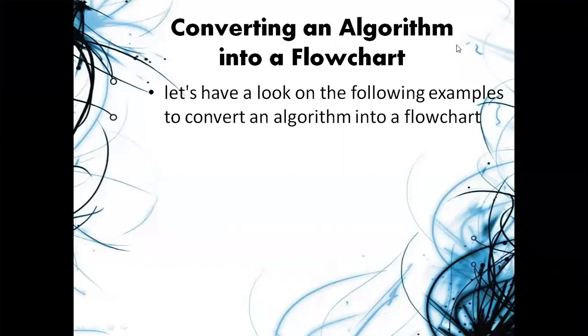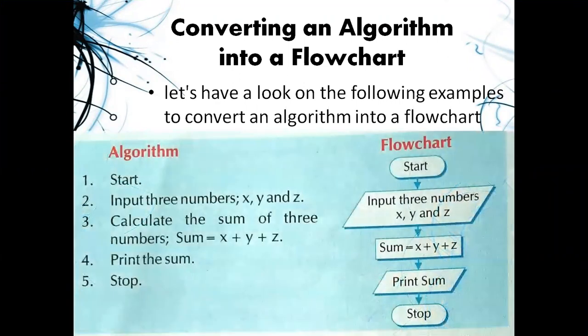Now we will move to the last part of the lesson, that is converting an algorithm into a flowchart. Already we have taken one example. Here we are going to take more examples of how to convert an algorithm to a flowchart. In the textbook, one algorithm is given, how we can find the sum of three numbers. First it shows the algorithm start, then input three numbers x, y and z. Third, it will process: calculate the sum of three numbers x, y, z. The fourth step of the algorithm is print the sum. This is the output. And the last step is stop.